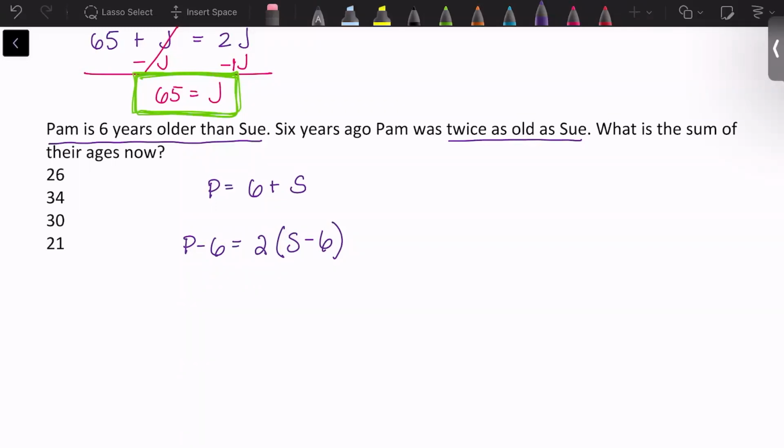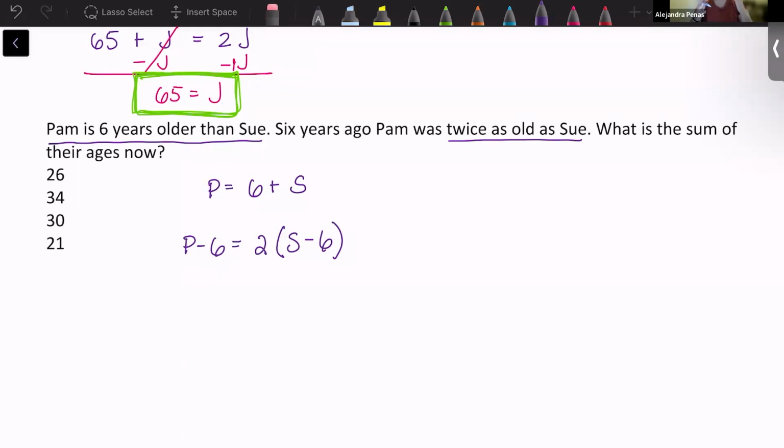Okay. So now we want to figure out what is the sum of their ages. So we have to figure out how old is Sue and how old is Pam. In this problem, which method do you guys think would be best? Substitution or elimination? Substitution, because you already got P equal to 6 plus.